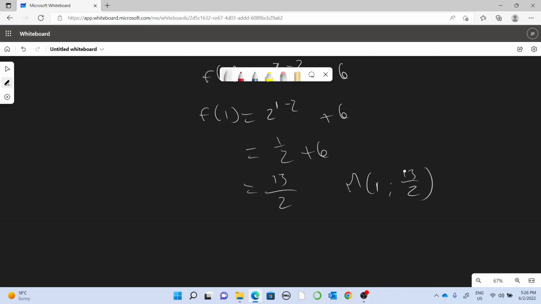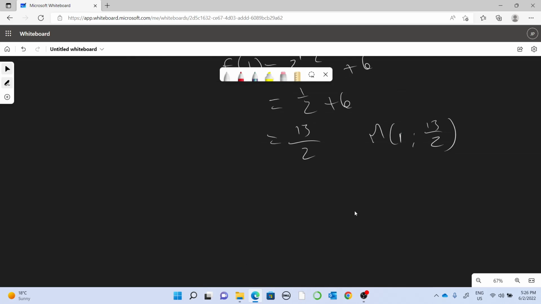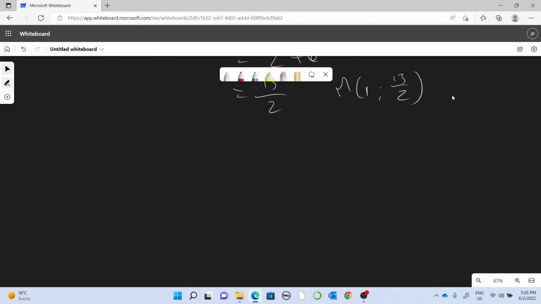Then for N, I have the y coordinate of N, which is 7, so I substitute that in the place of y to calculate x. 7 equals 2 to the power of x minus 2, plus 6. I subtract 6 on both sides and get 1 equals 2 to the power of x minus 2.